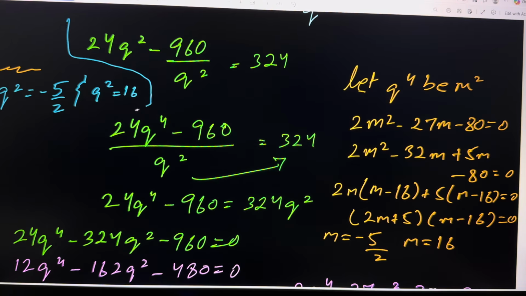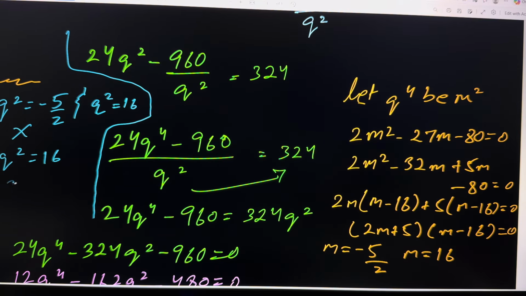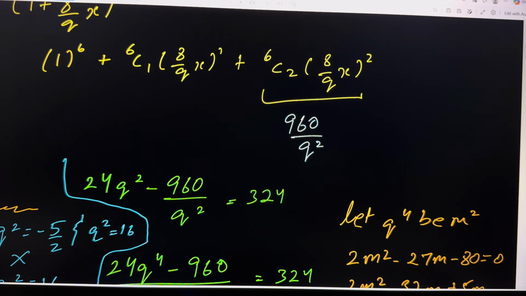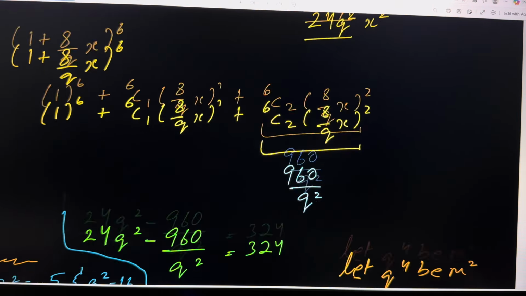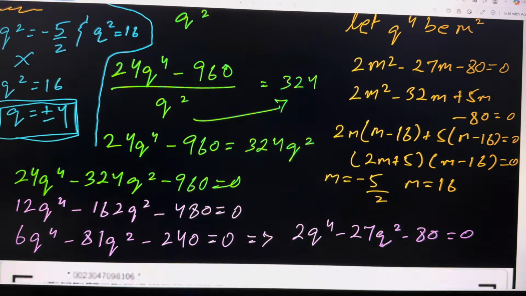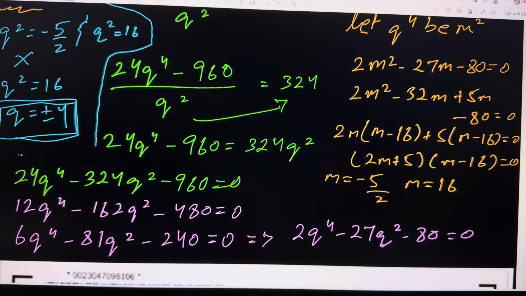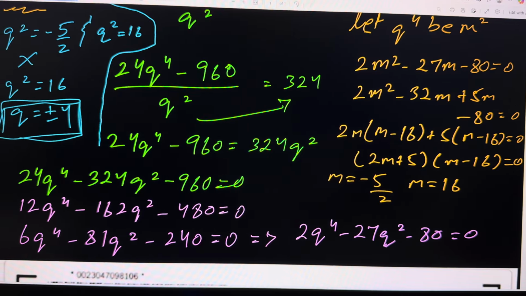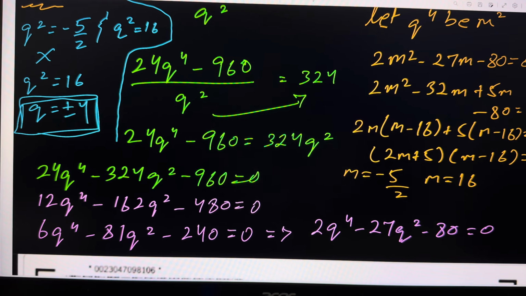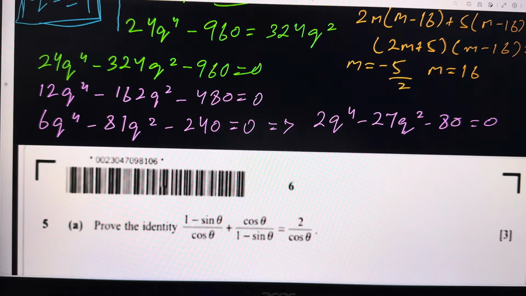Of course we can't take the square root of a negative term, so this is cancelled. So q squared is equal to 16 and q is equal to plus minus 4. So this is our answer. It's a long question but it's easy. Just take the expansions and solve them. It's just a lengthy question, it's not that difficult. q is equal to plus minus 4.